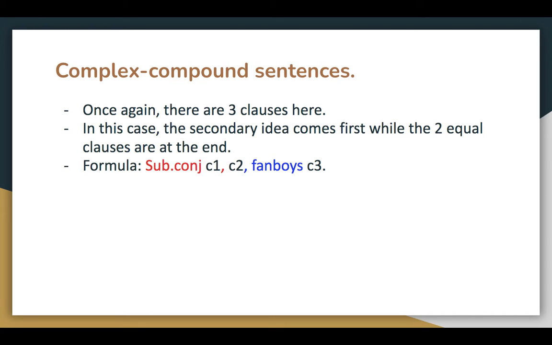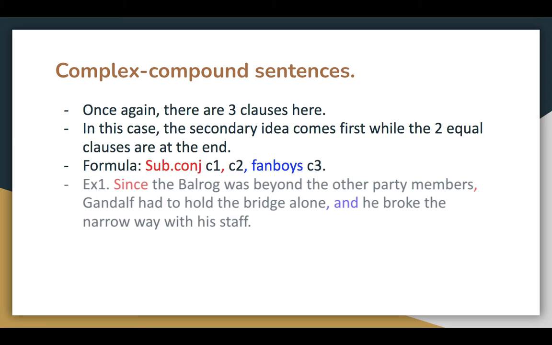So what you'll notice is that if you choose this formula, this method, you actually do have two commas. Just because of the way you've organized your ideas, we need the commas to honor our existing formulas. So we've got C2 there, then we've got comma FANBOYS, C3, and then a period. So let's take a look at some examples.